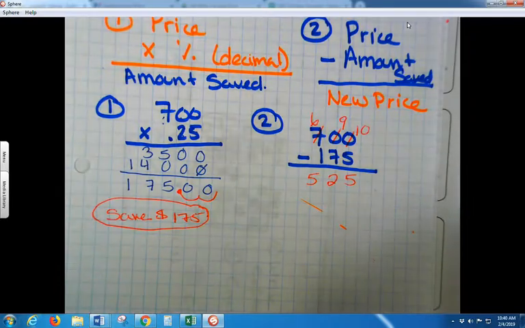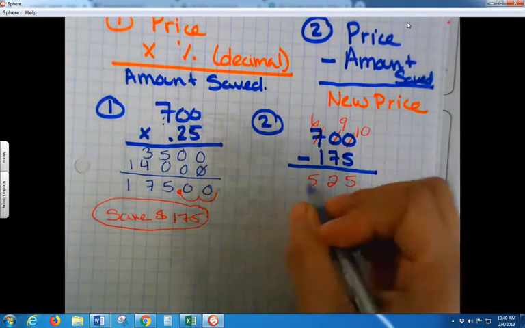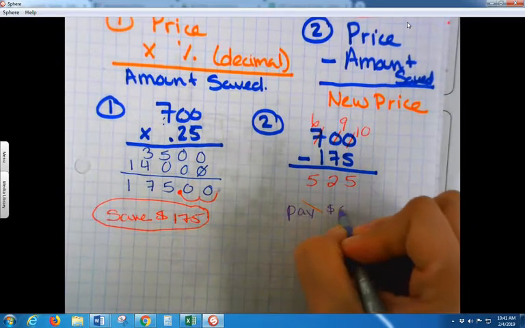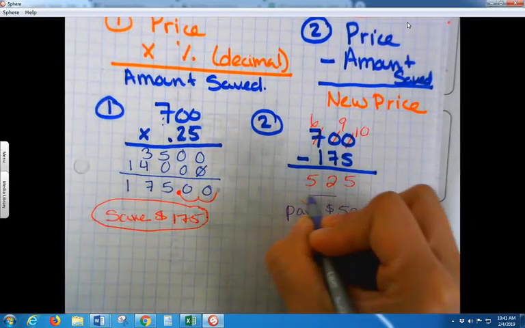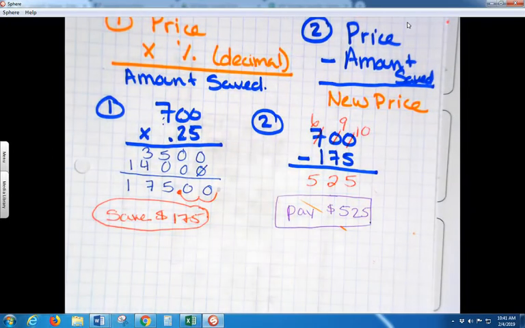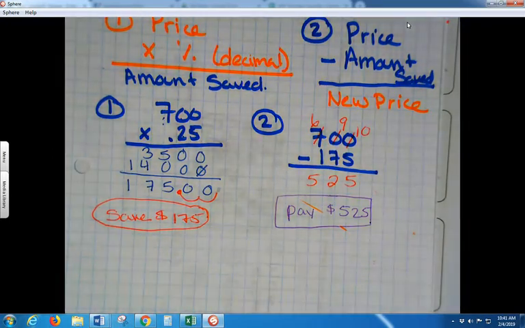So what's my new price? 125. So the amount that you're going to pay is $525. Okay? How much do you save? $175. How much do you pay? $525. Any questions on that? No. Two steps for discount. First you multiply, then you subtract.